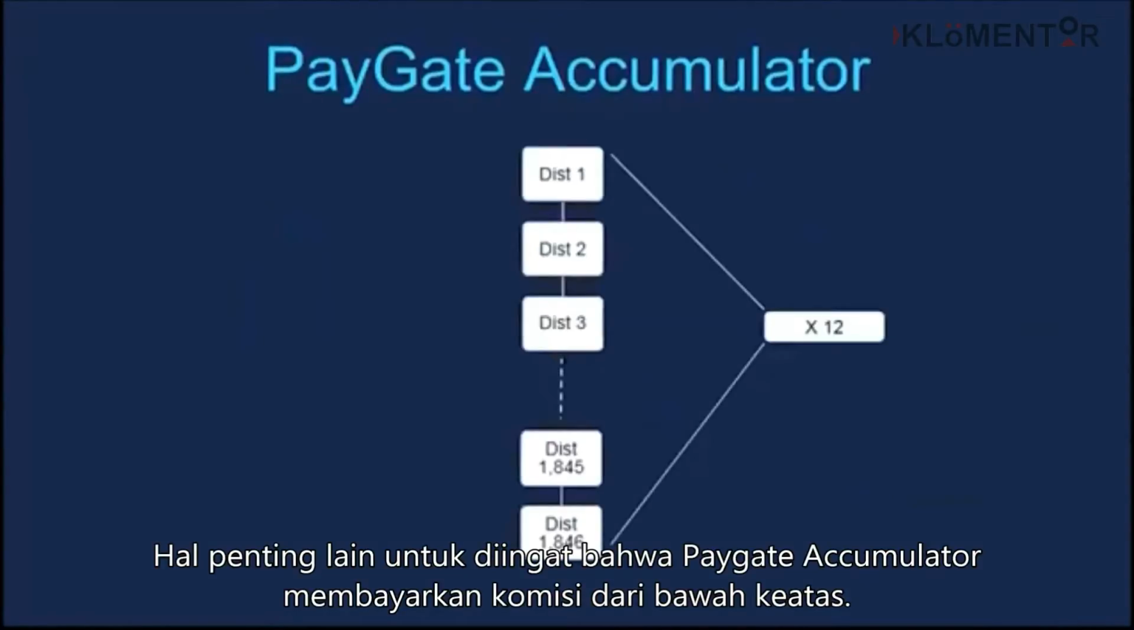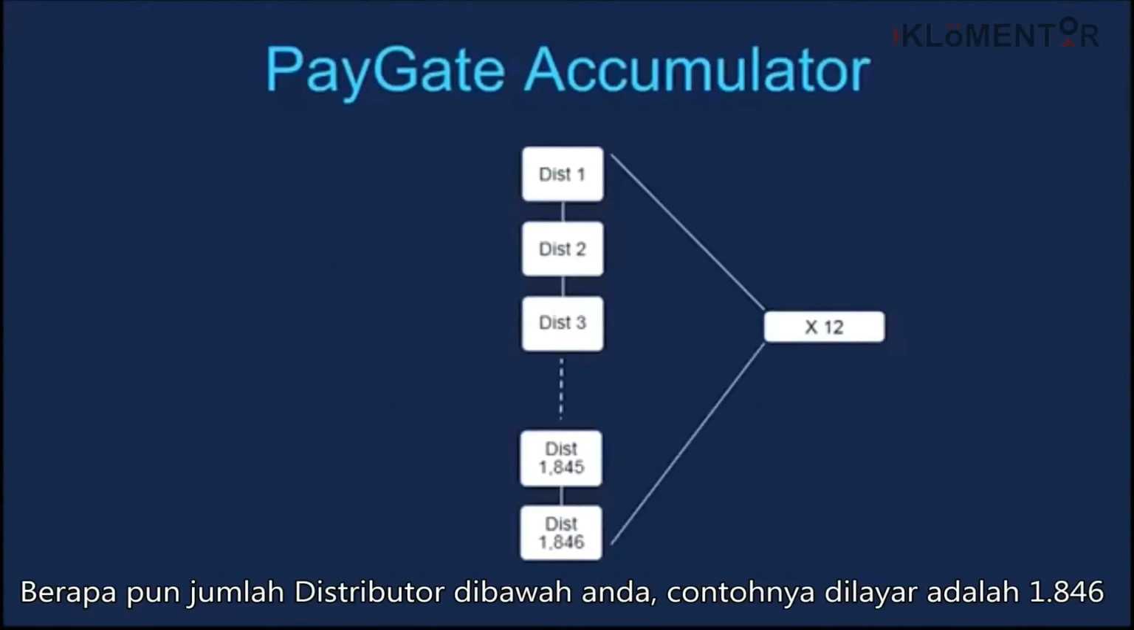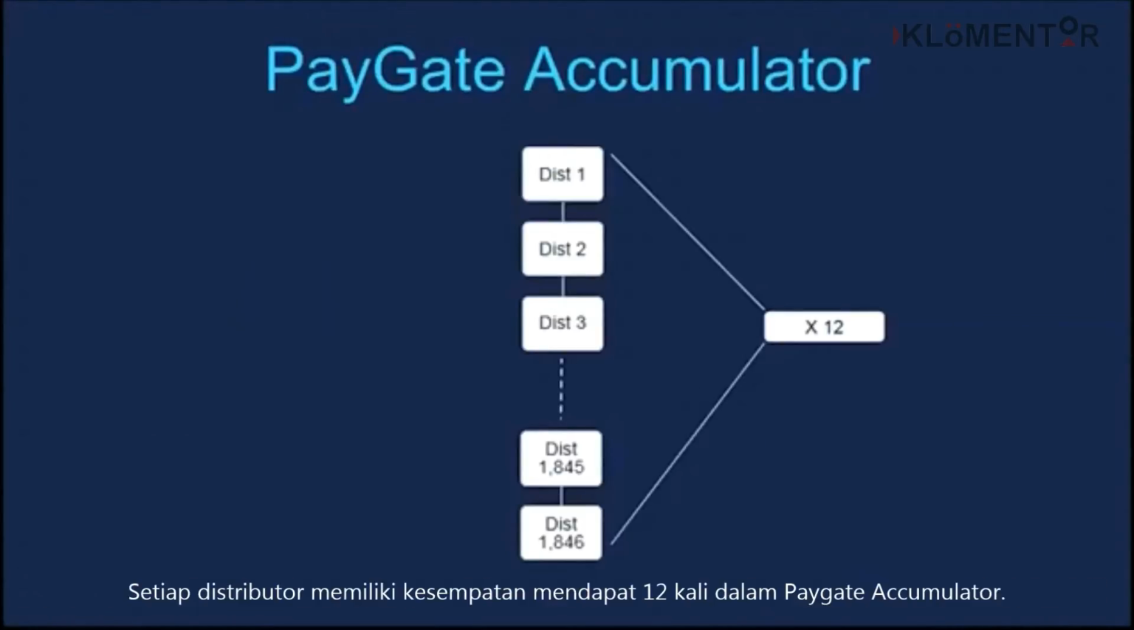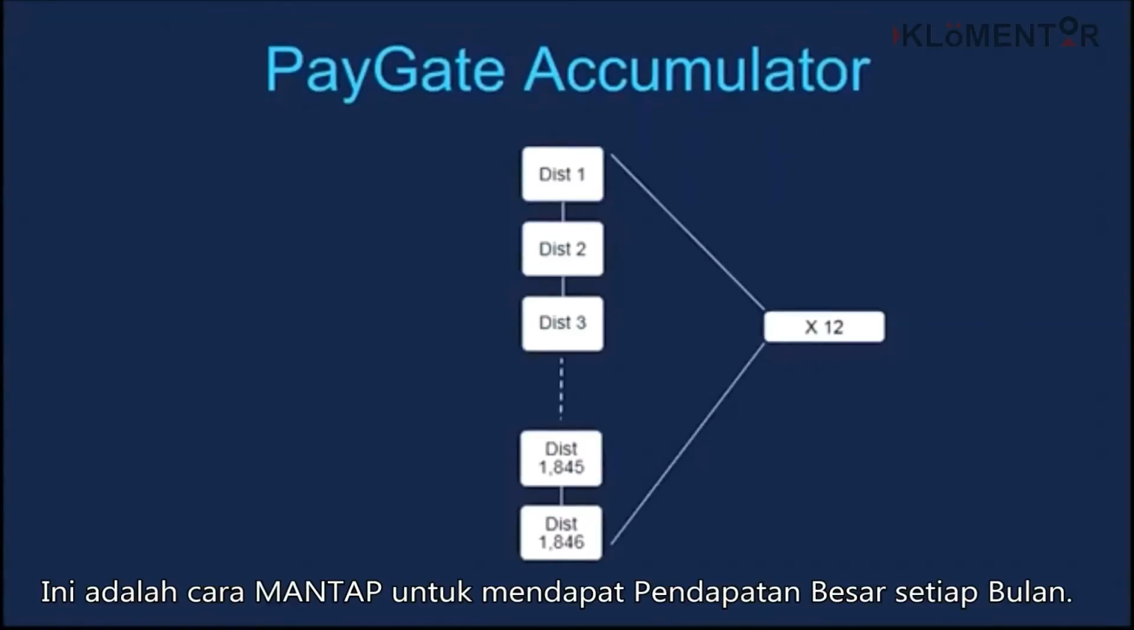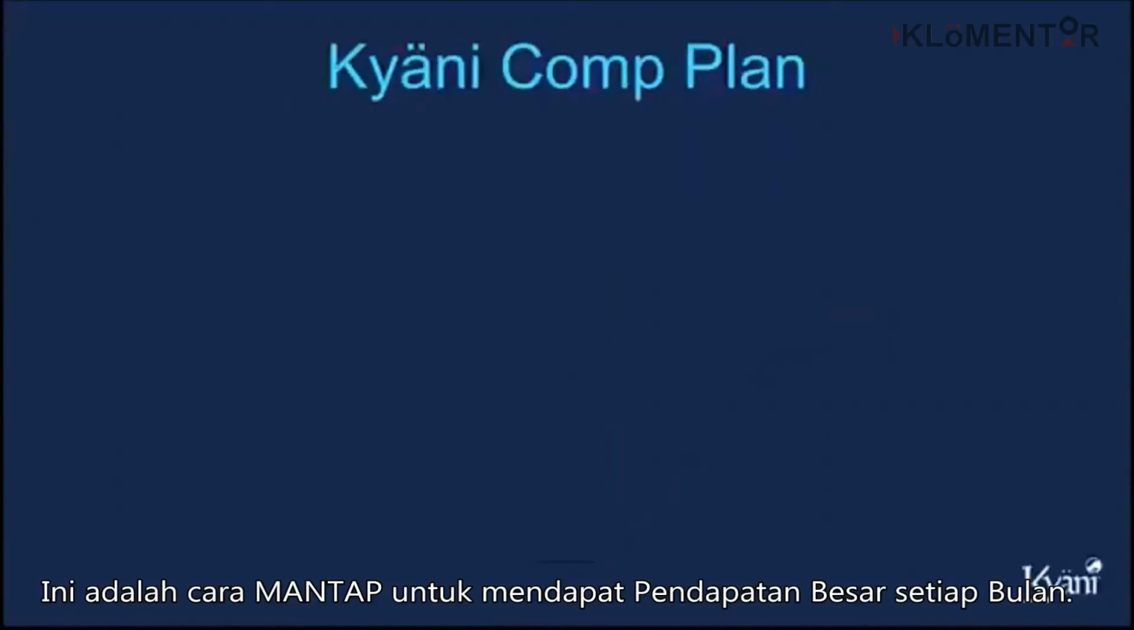Another important thing to remember is the Paygate Accumulator pays out from the bottom of the organization clear to the top. It doesn't matter how many distributors are in your organization. For this example on the screen, there are 1,846. Each of those distributors has the opportunity to get paid out 12 different times with the Paygate Accumulator. It's a great way to add up residual income every month.